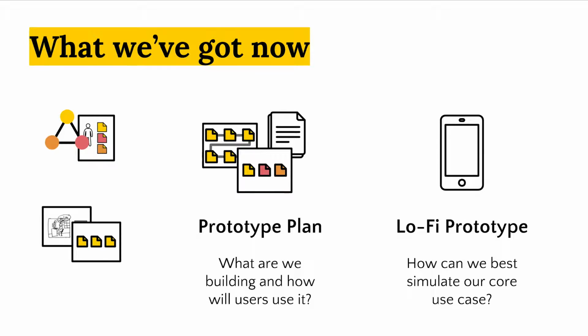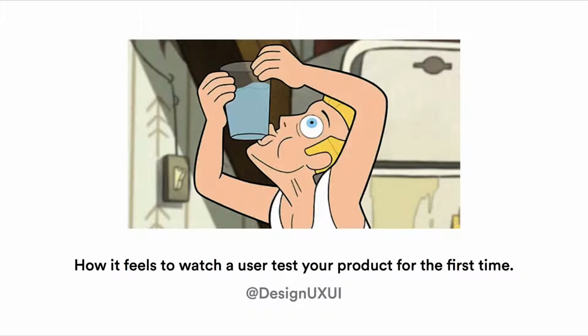So what you should have right now, if you've been following along, you've got your core pieces of your project, you've made a prototype plan, and you've also built a lo-fi prototype that best simulates your core use case. So now what we're going to do is talk about what it's actually like to test that on a user. And that can be a little bit strange at times, and there's nothing like, for the very first time, putting something that you've made in front of a test subject and then watching how the way that they think things through is completely different than the way that you thought it would be.